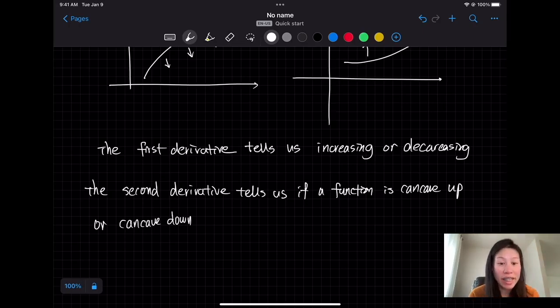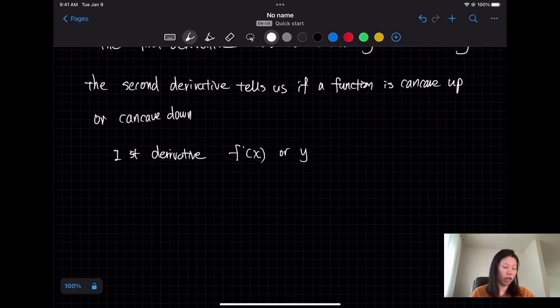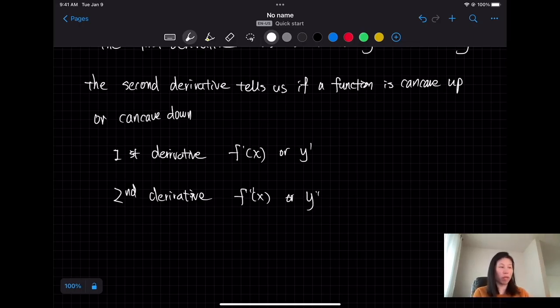Okay, so what is the second derivative? Basically, you take the derivative of the first derivative. If we use prime notation, remember our first derivative is going to be f prime of x, or we use y prime. So the second derivative is going to be f double prime of x or y double prime.